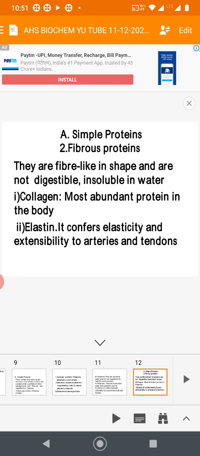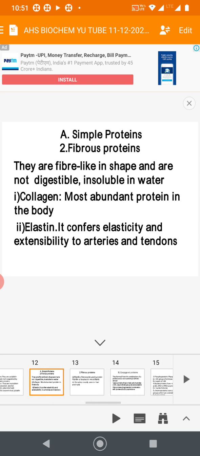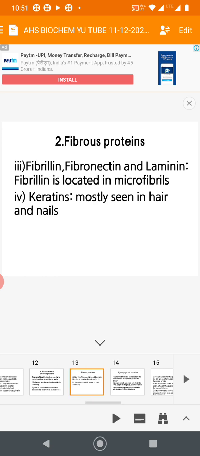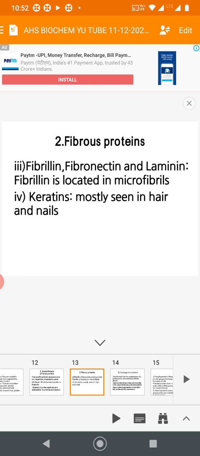Under simple protein, second is fibrous protein. They are fiber-like, elongated in shape, not digestible, and insoluble in water. Collagen, the most abundant protein in the body, is one example of fibrous protein. Elastin confers elasticity and extensibility to arteries and tendons. Next under fibrous: first collagen, second elastin, third fibrillin, then fibronectin and laminin. Fibrillin is located in microfibrils. Keratin is mainly seen in hair and nail.